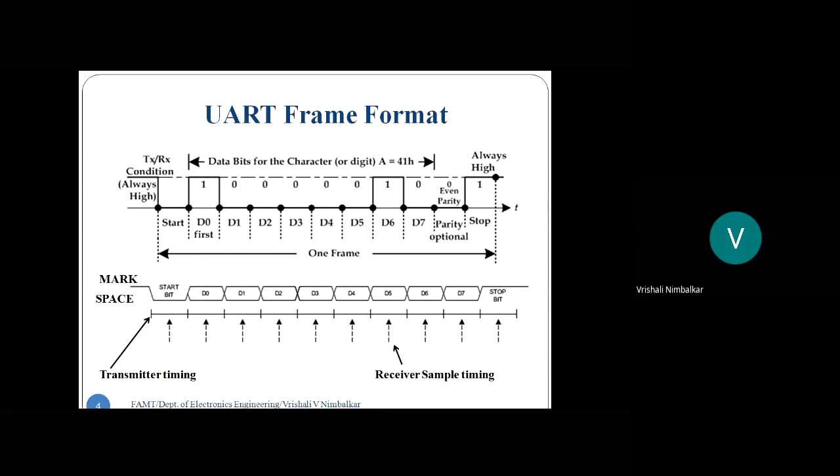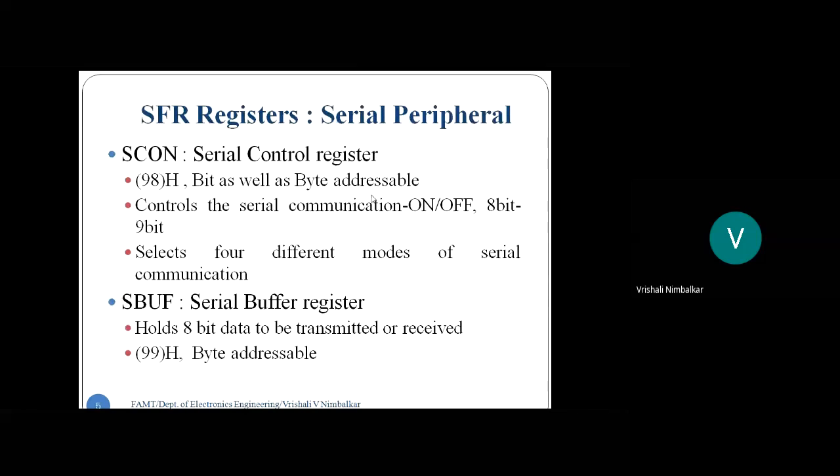Okay. Now, in the 8051 microcontroller, let us see what all special function registers are associated with serial communication. The one is SCON, the serial control register. From the name itself, this is going to control the entire serial communication. And the other one is SBUF, that is a buffer register.